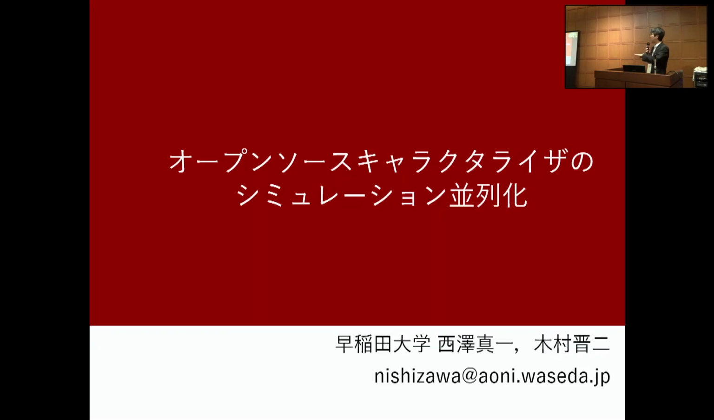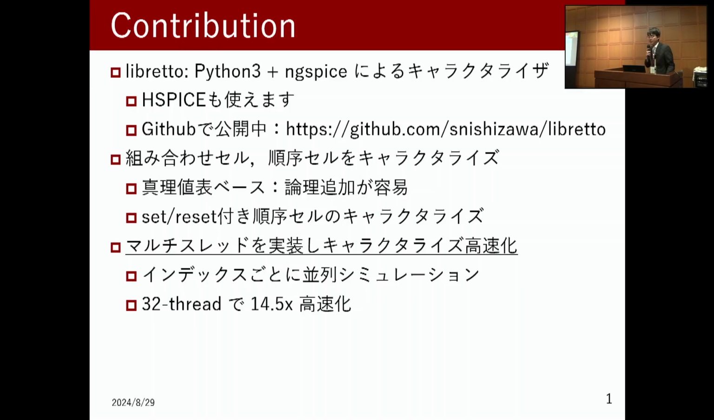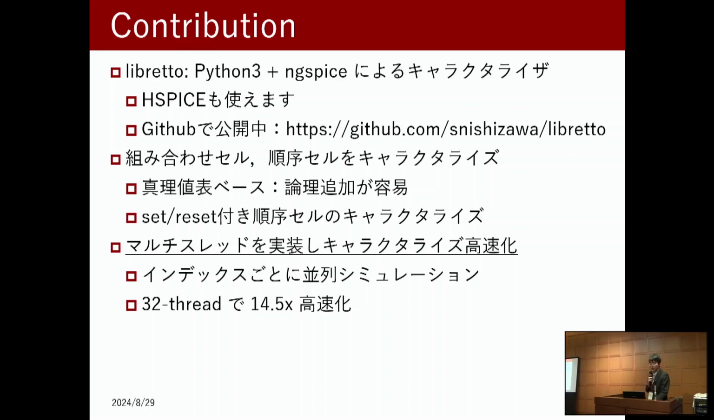The title says multi-thread simulation for the open source library characterizer. The contribution of this paper is proposing a characterizer named Libretto. In this library area, developers try to name their tools with lib something, like Liberate or Liberty. In this case, I named this tool Libretto.